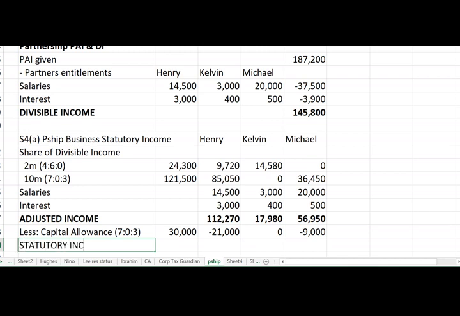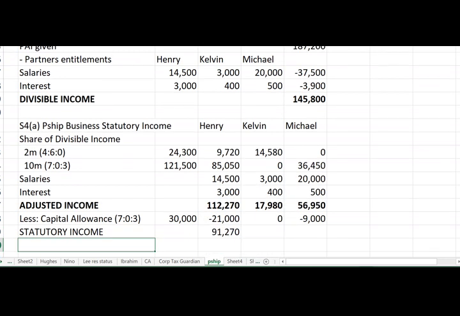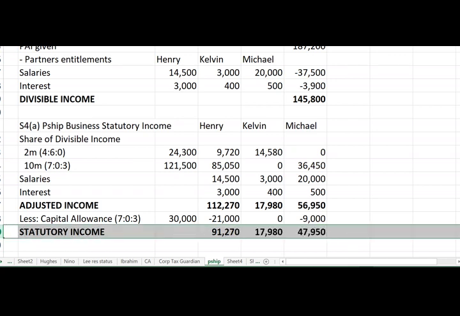So the statutory income for each partner is the total of the AI minus the CA. Clear? Now that is how we deal with partnership. Alright? Okay, so I'm done with this chapter, and there's one example at the back there you can try.